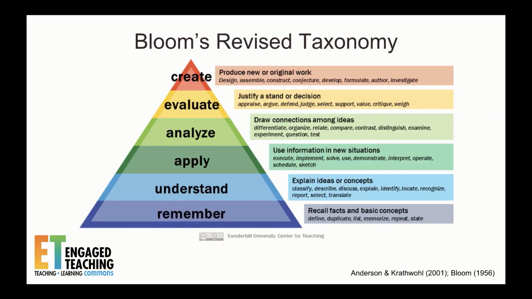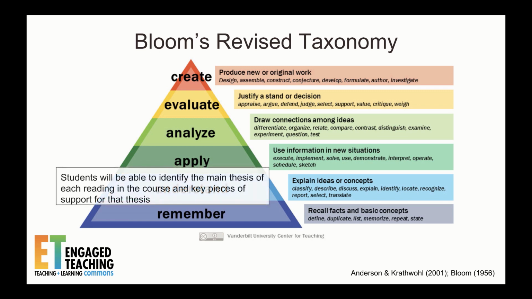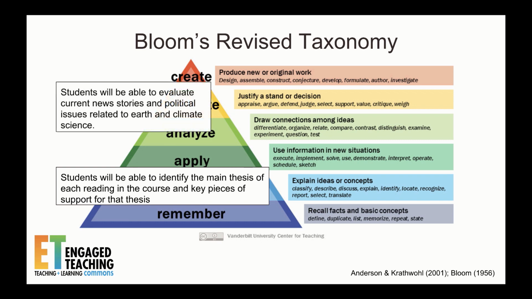In order to write effective and student-centered outcomes, we can use Bloom's revised taxonomy. This is a useful model that classifies thinking into 6 levels of cognitive complexity. Identifying which level is appropriate for each expected learning outcome in your course is a useful first step. Here are a couple of examples of learning outcomes at different levels on Bloom's taxonomy. Students will be able to identify the main thesis of each reading in the course and pieces that support that thesis. Students will be able to evaluate current news stories and political issues related to Earth and climate science.